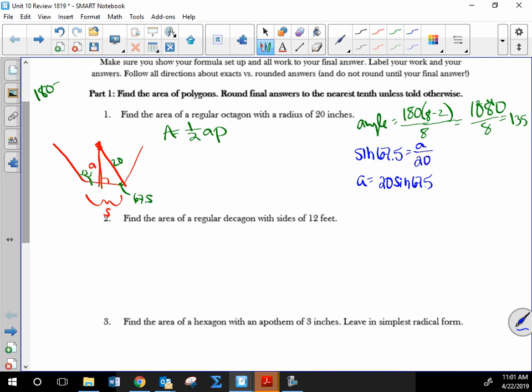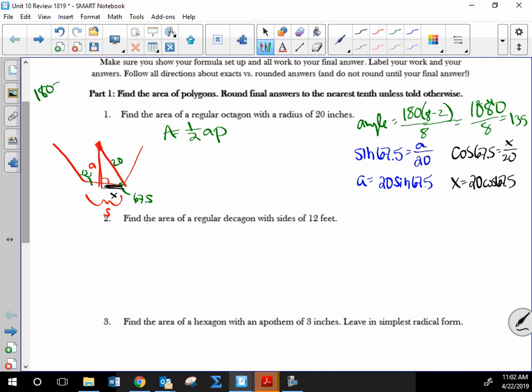Okay, now I need perimeter. In order to have perimeter, I need my side. So let's find this little piece first. I'm going to call it X. What do I use to find X? You could do the Pythagorean theorem, but we would have to use that full decimal. What's an easier way? Cosine would be easier. So cosine of 67.5 equals x over 20. So then x is just 20 cosine of 67.5.